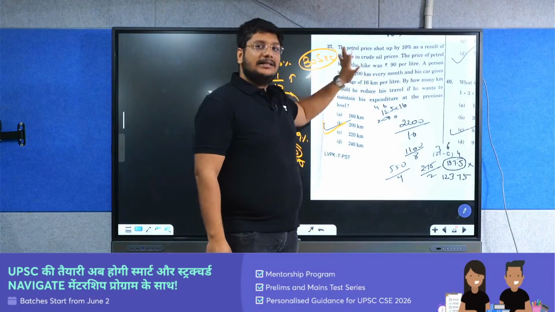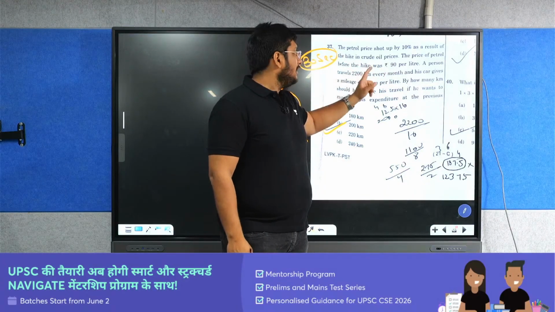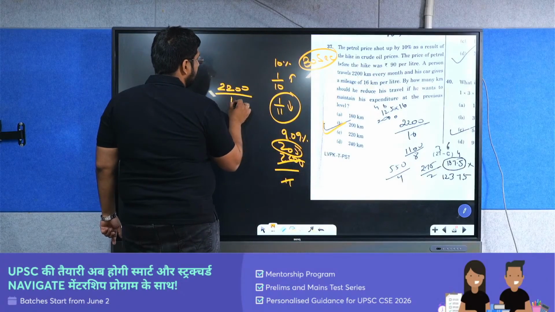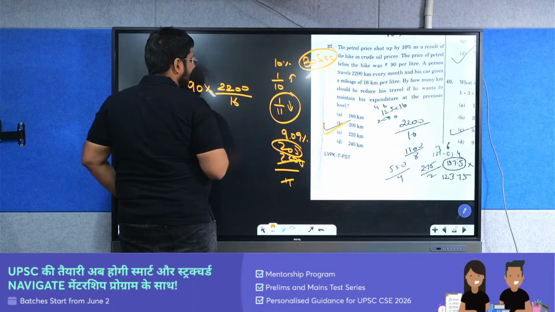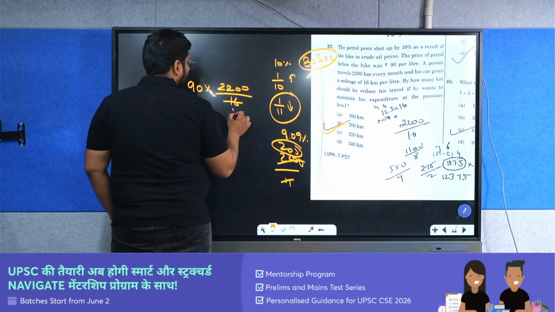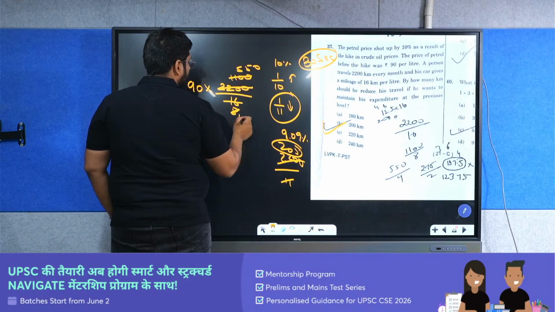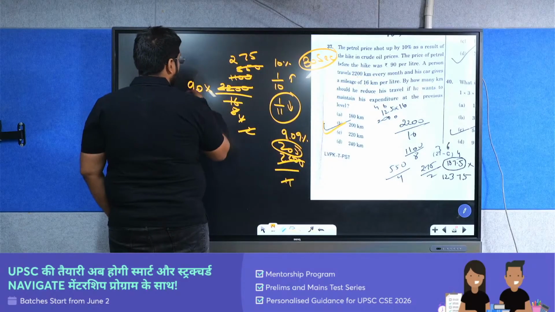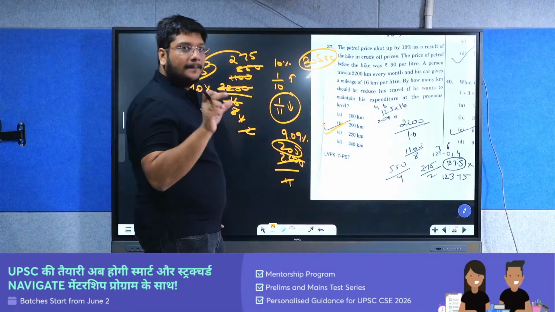First, find the expenditure at the previous level. For that, divide 2200 by 16, you will get the liter consumption, into 90. 2200 by 16 would give me the petrol consumption into per liter price 90. This is my original consumption. Correct? 8, 1100, 550, 4, 275, 2, 45. 45 into 275 is my consumption.